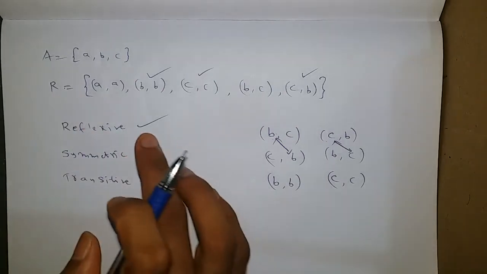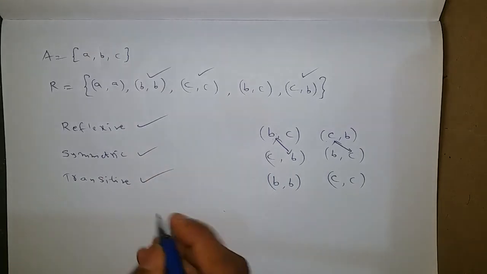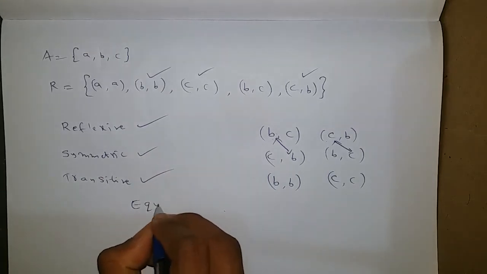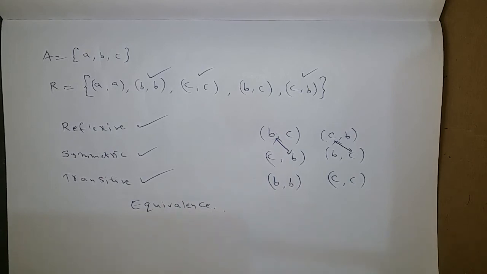The given relation is satisfying the reflexive condition as well as the symmetric condition as well as the transitive condition. Then we can say that this is an equivalence relation.